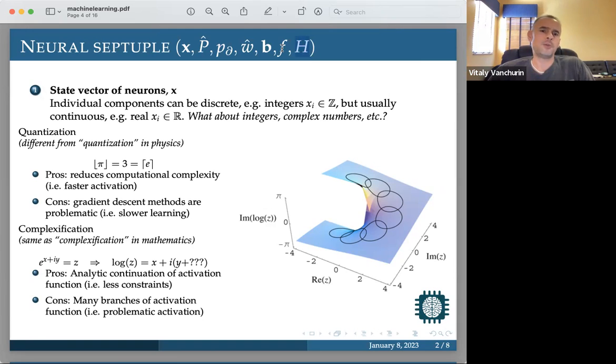All right, so now we know what this neural septuple is. Let's see how much freedom we have in generalizing dynamics. And we'll discuss all three. So I'll leave that question until last time.